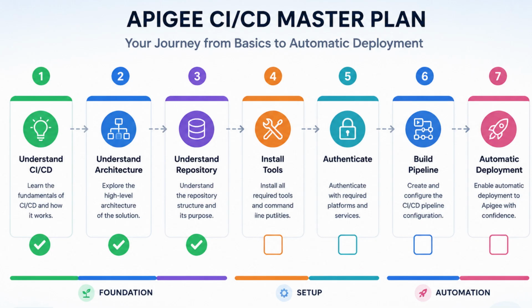So far, we have answered three important questions. Why do we need CI/CD? How does an enterprise deployment pipeline work? And what files make up a real Apigee project? In the next lecture, we will prepare our development environment by installing the tools required to build and deploy our proxy.